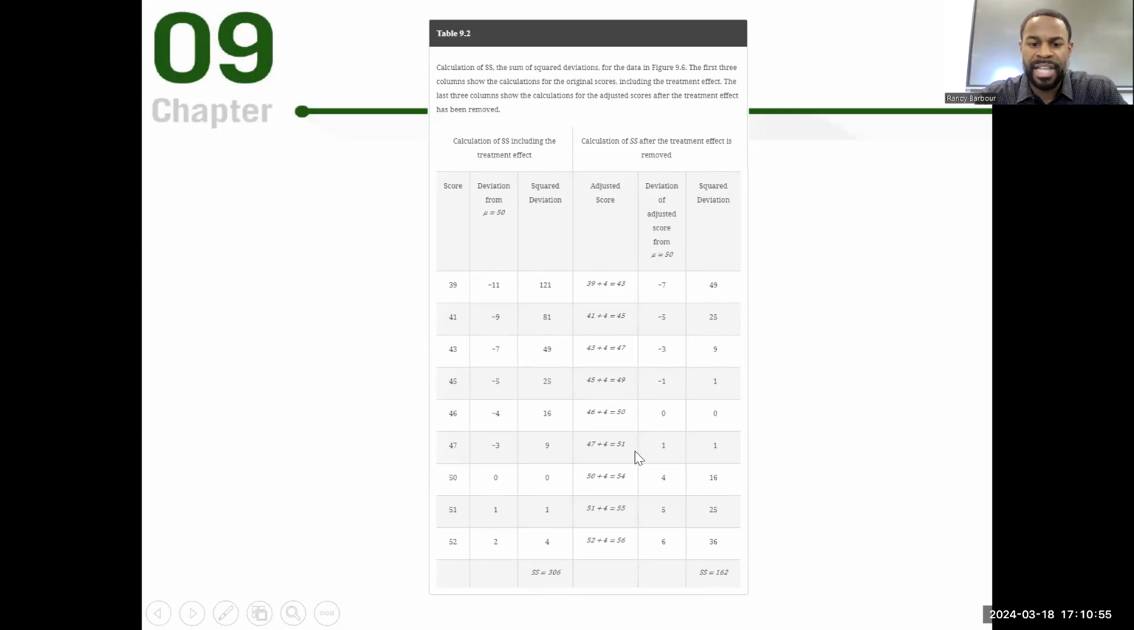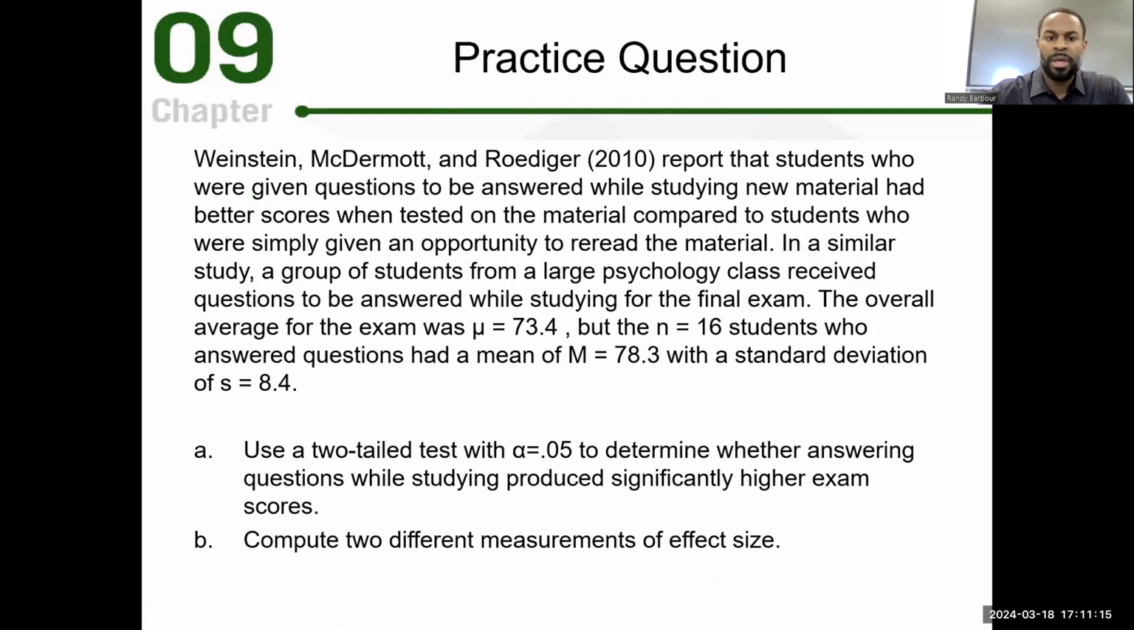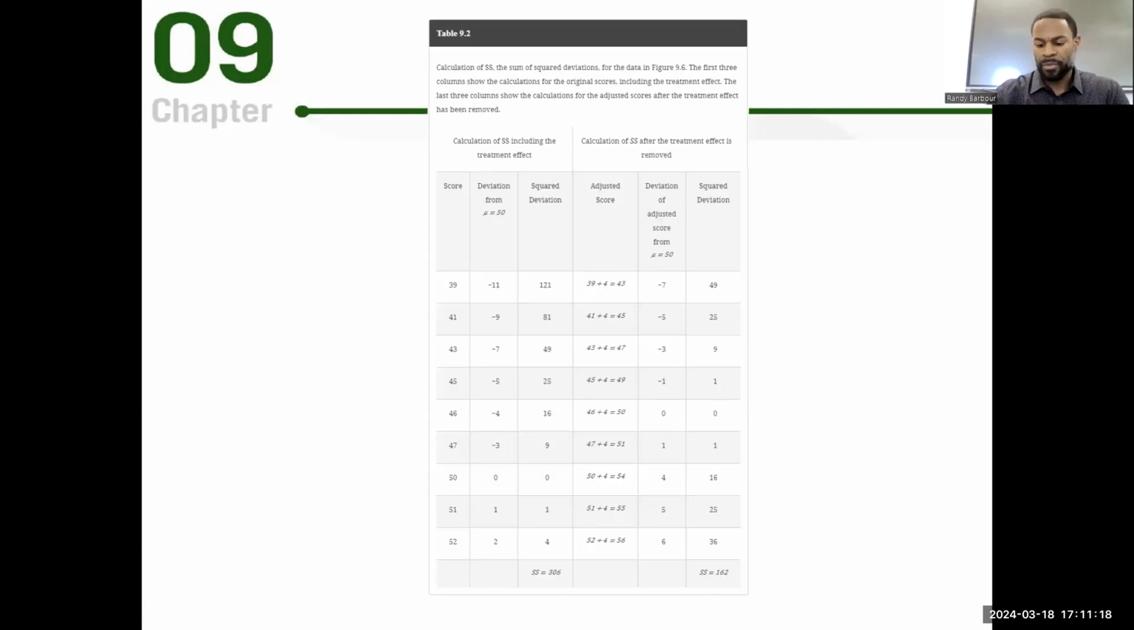So these are our squared deviations. After you square the deviations, you sum them. This is the sum of squares with the treatment effect; this includes the treatment effect. This is when the treatment effect is removed. So in the first example, you have a sum of squares of 306, and then you have a sum of squares of 162. All right, let me take a picture of this and show you, and then I will give you how we calculate it.